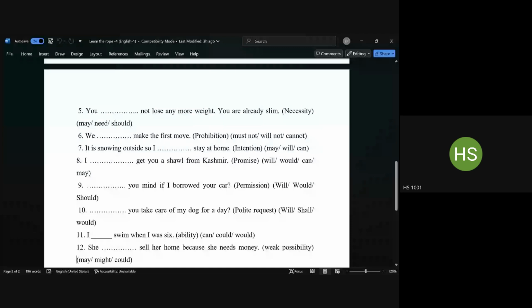Ninth one, dash you mind if I borrowed your car? Permission. Will, would, should. I'm a little interested in this question. Will you mind if I borrowed your car? Would. Yes, this is what I want to know from you. Why will, why would? Or which one is more suitable, will or would? Ma'am, would is more formal. Why?